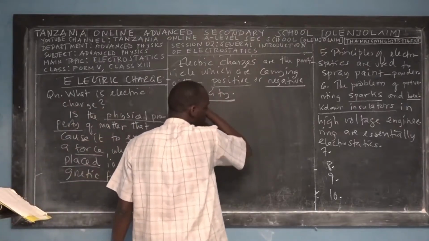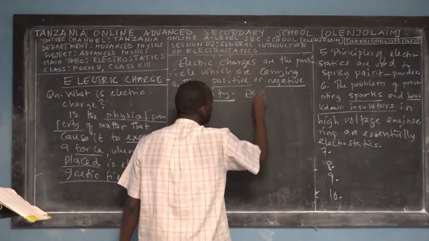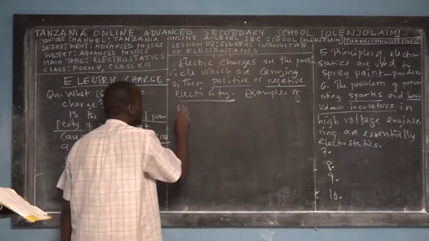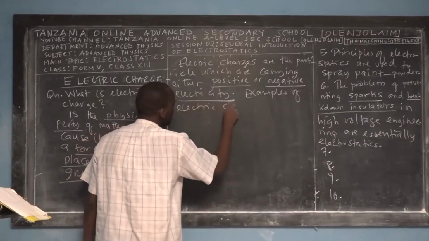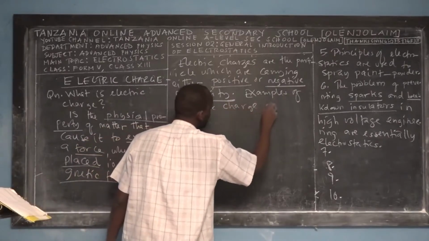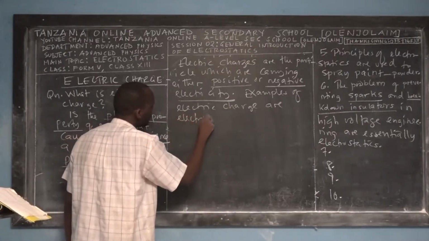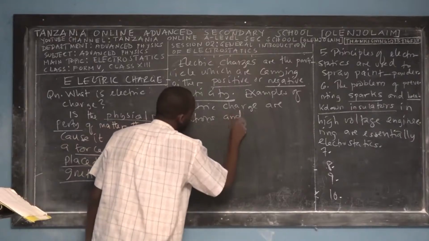Examples of electric charge are electrons and protons.